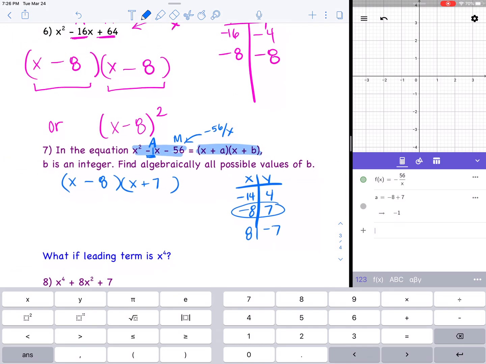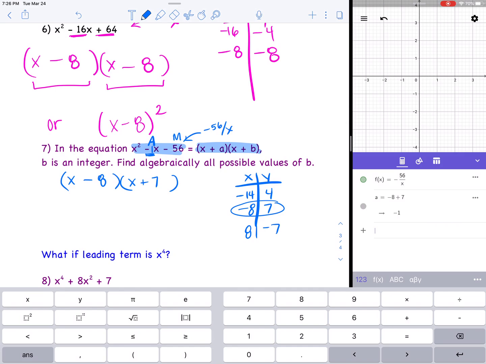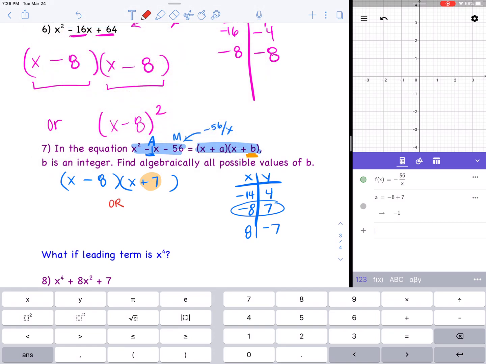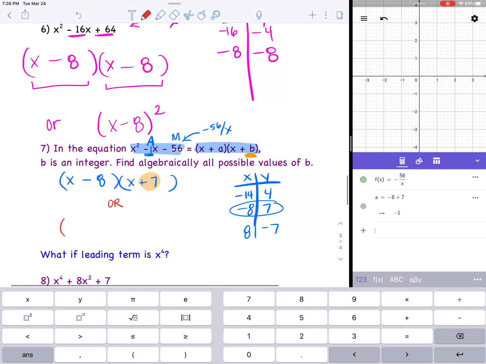Okay, so what does this mean? Find algebraically all the possible values of b. B, they have as the second factor's number. So the way that we first wrote the answer, it would mean that 7 was the b. But is there another way we could write the answer? We could write the answer putting the x plus 7 first and the x minus 8 second. So this question tests that you understand that the factors could be written in either order.